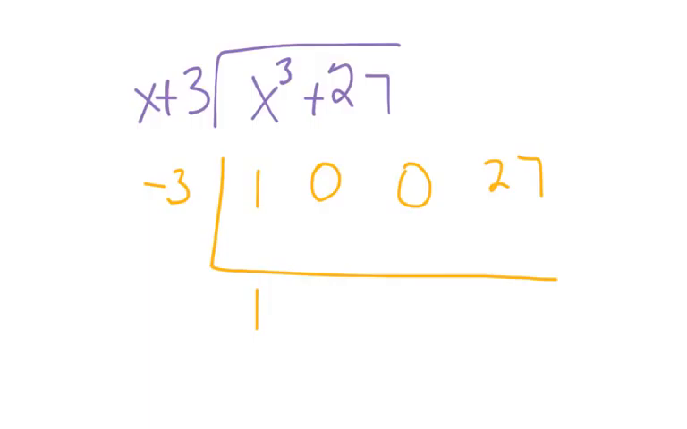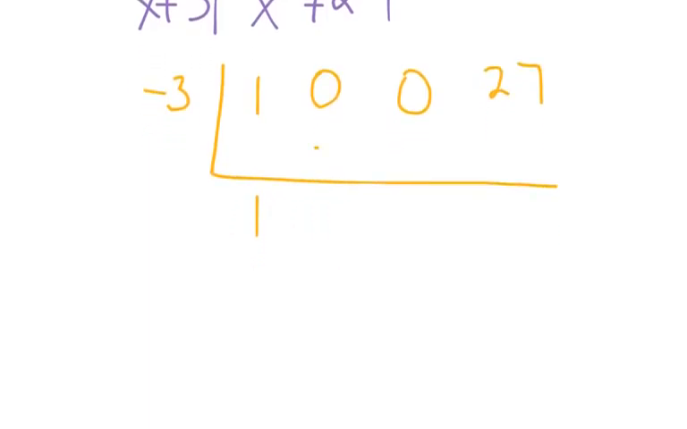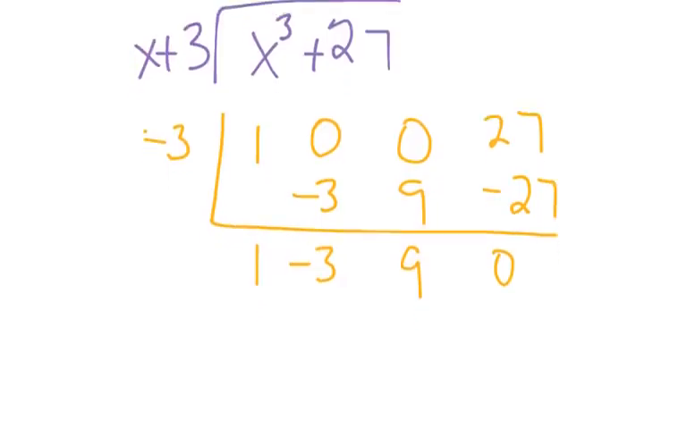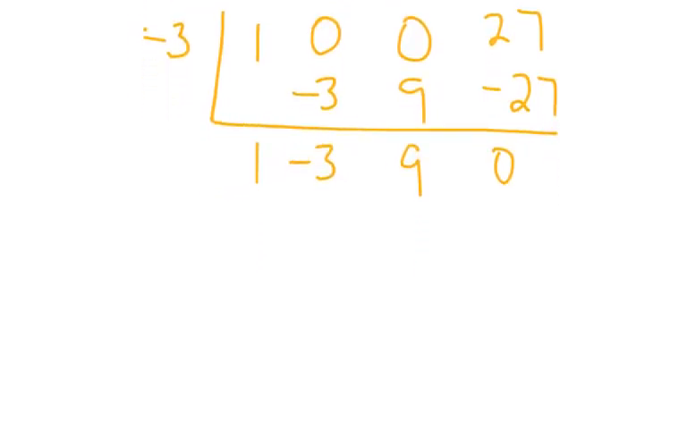Now we can go ahead and get started. Negative 3 times 1 is a negative 3. Add those together. Negative 3 times a negative 3 is a 9. Add those together. And 9 times a negative 3 is negative 27, which means we have no remainder. Again, we are dividing a cubic by a linear, so we should get an x squared term when we write this out. So we have x squared minus 3x plus 9 with no remainder.